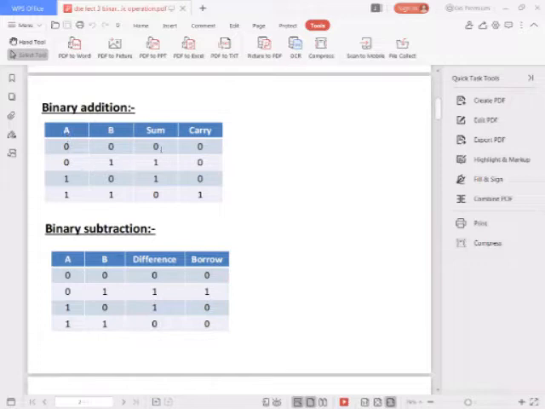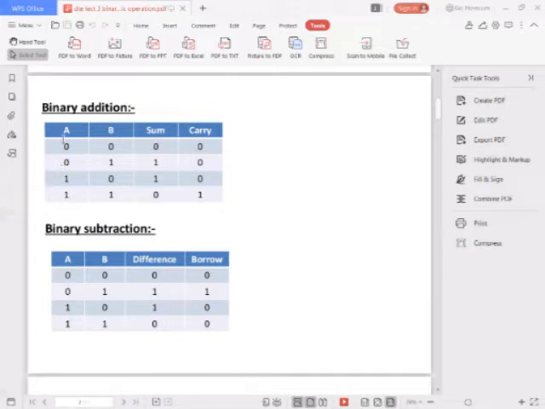This is nothing but the rules, or the cases, of binary addition. A and B are two variables which are going to perform the addition. Then sum is the addition and the next one is the carry. In the first case, if A is equal to 0 and B is equal to 0 are added together, then sum is 0 and carry is 0.